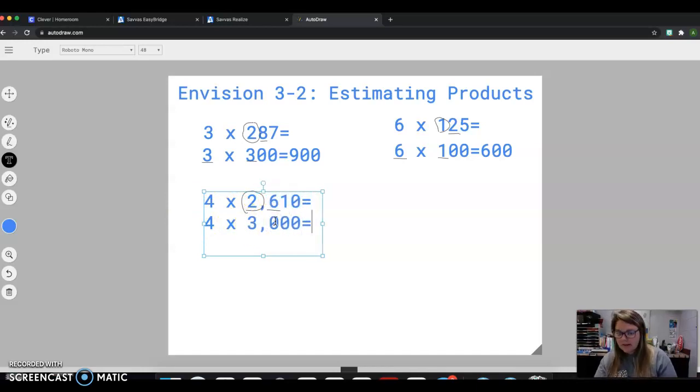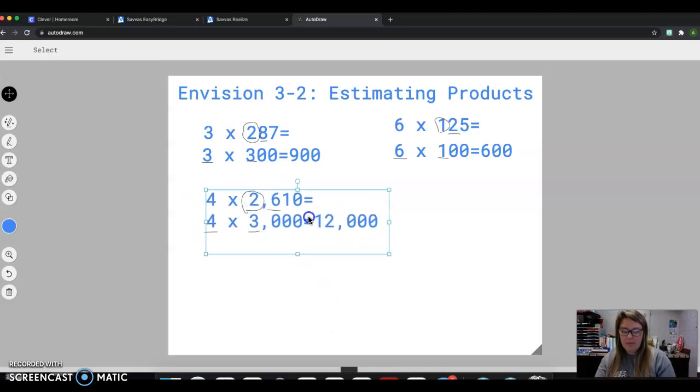So this looks a lot easier for us to multiply, right? We find our basic fact of 4 times 3, which is what? 12. Good. And then we are representing 12 thousands, so we need to add in our 3 zeros.